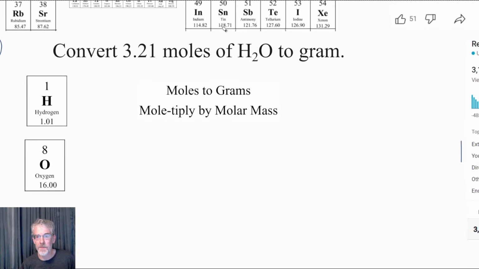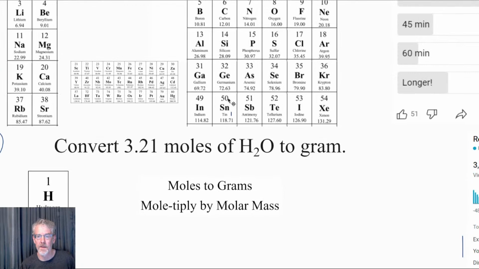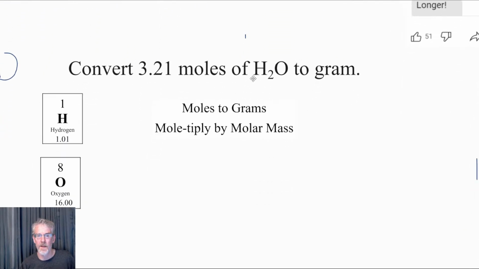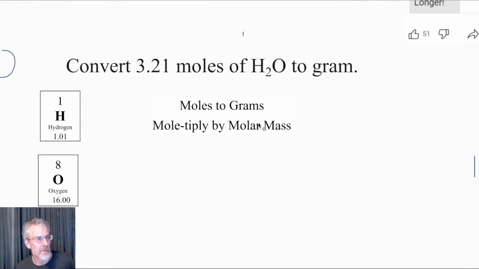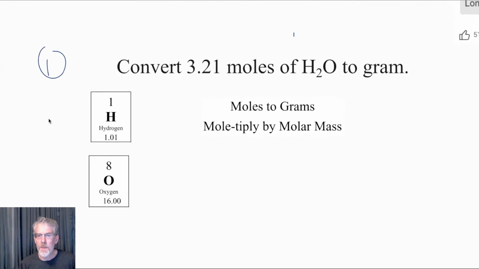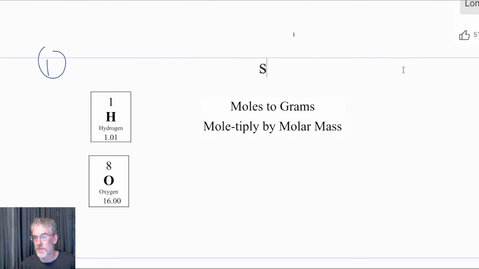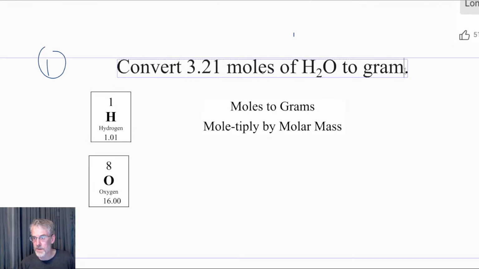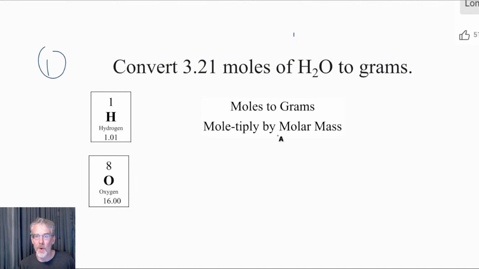Here is the first problem. Give this a try, and really do try to do this on a piece of paper. Convert 3.21 moles of H2O to grams. And I've given you this information here so you can figure the molar mass of water out.